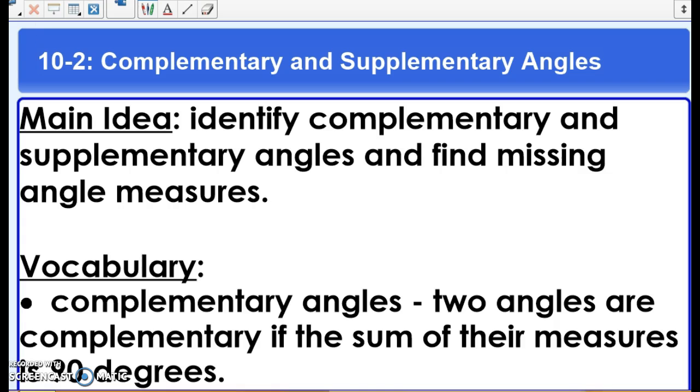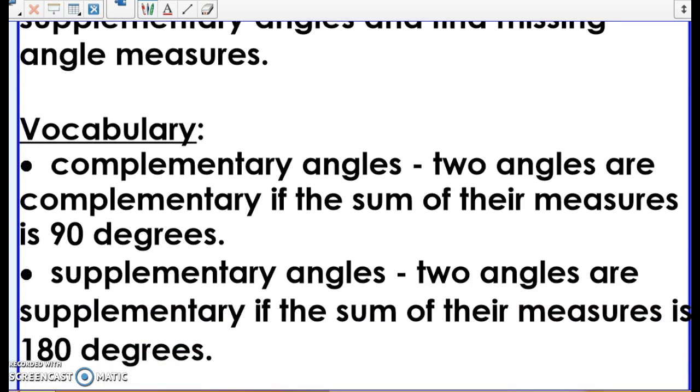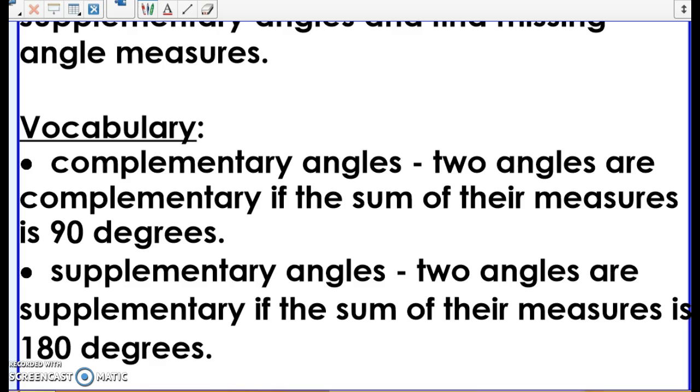The main idea for this lesson is to know the difference between supplementary and complementary angles. And here are the two definitions that we need to know. So a complementary angle is two angles that add up to 90 degrees. It exactly has to be 90 degrees and it can only be two angles.